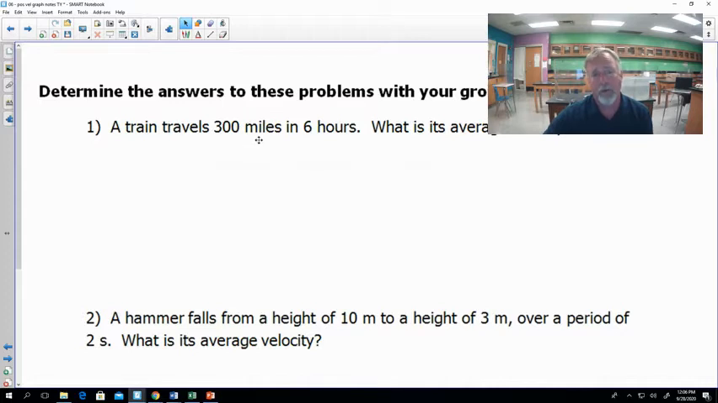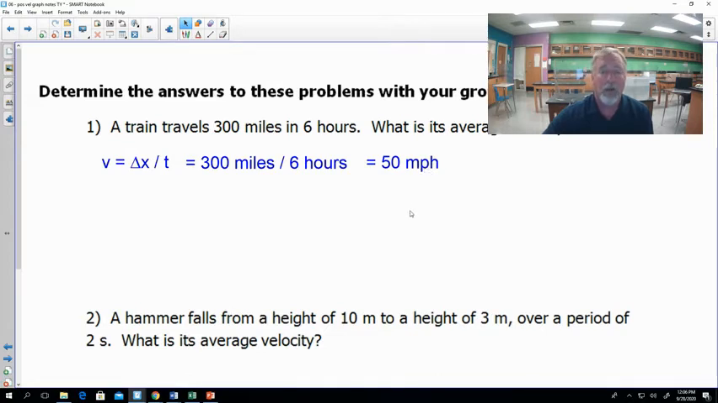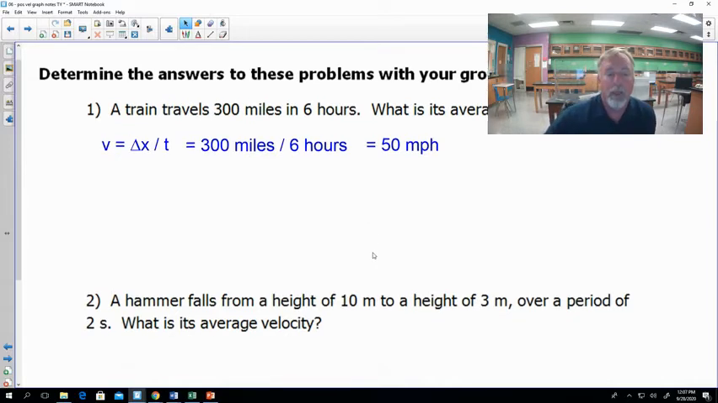A train travels 300 miles in 6 hours. So we have a delta x, 300, and a time, 6 hours. Plug it into our equation, right? Straightforward. 300 miles divided by 6 hours. We're going 50 miles per hour. Now, normally I would like to write this as miles, then put the division sign, and then hours, but this is one of those weird things where we have an acronym already, mph, to indicate miles per hour. I'm just trying to use terms we're familiar with.